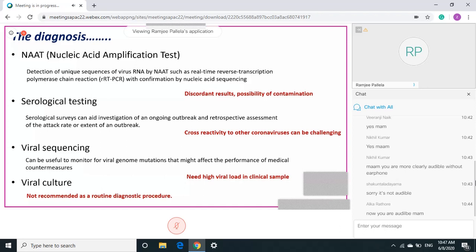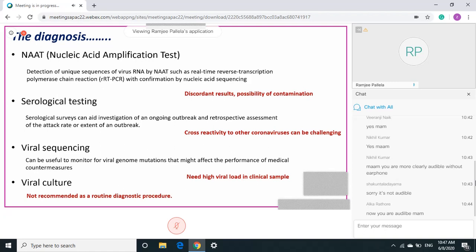You need a very high viral load in the clinical sample for viral culture, which is not recommended as a routine diagnostic assay. At some point in your lives you must have gone for a urine culture. We do the urine culture for the pus cells as well as for bacterial infections, right? Within 24 hours, you can culture the bacteria and tell whether bacteria is present or not, what kind of bacteria it is, and what is the sensitivity and resistance of this bacteria against different antibiotics available in the market. But in case of virus, forget it.